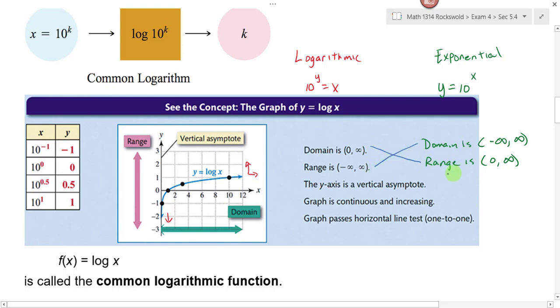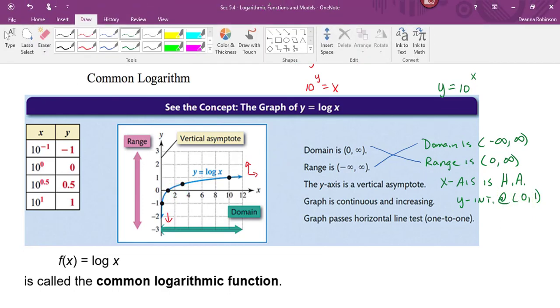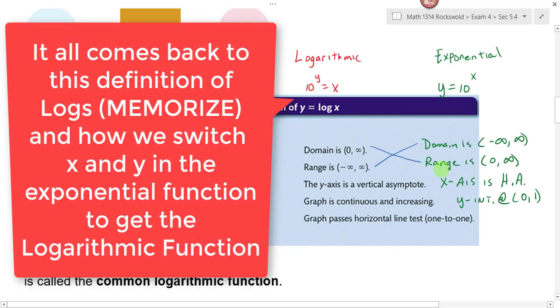On our exponential functions, we said that we have a horizontal asymptote at the x-axis. Whereas with a logarithm, we switch the x and y, the y-axis becomes a vertical asymptote. This graph is also continuous, positive, and increasing because the base is bigger than 1. And this graph has a y-intercept at 0, 1, whereas this graph has an x-intercept at 1, 0. Notice we're just switching x's and y's, and all of the properties associated with x and y's switch when we go from a logarithmic to an exponential function.